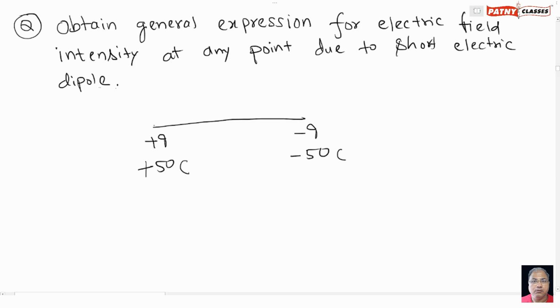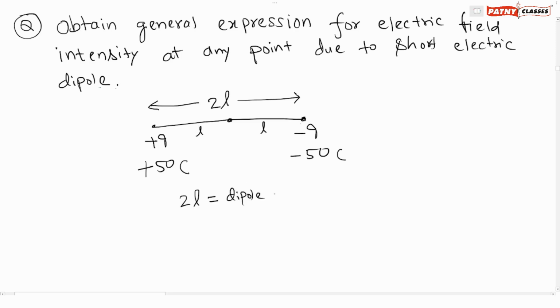We join both the charges by a single straight line. The distance between both the charges, we can take as 2L, twice L. That means from the center, the distance is L. L plus L equals 2L. This 2L is called the dipole length.